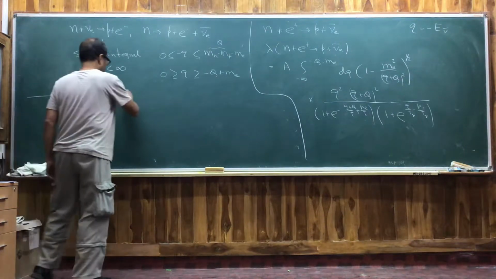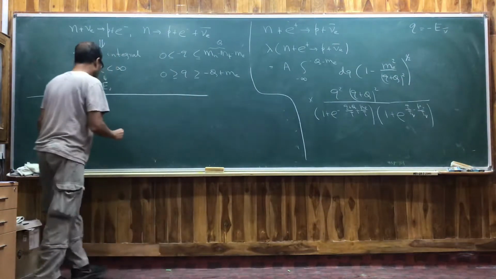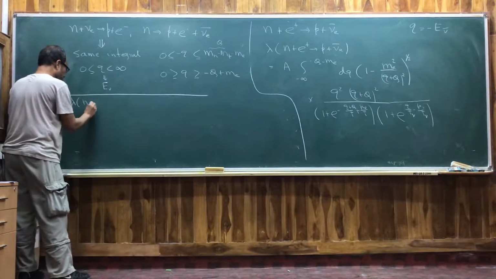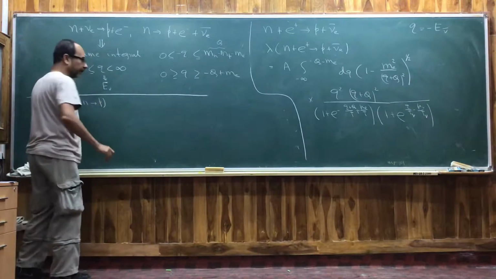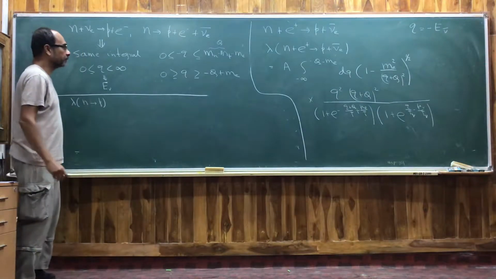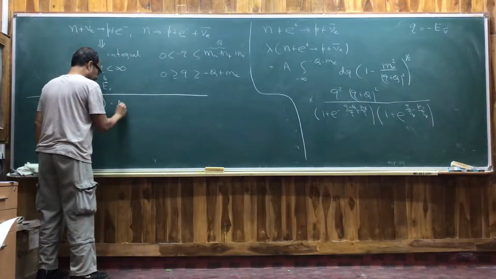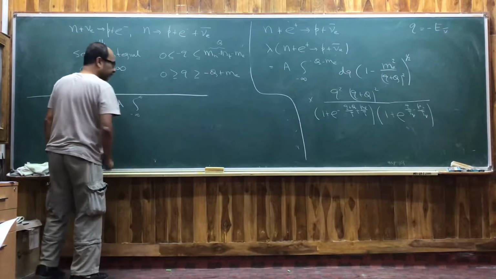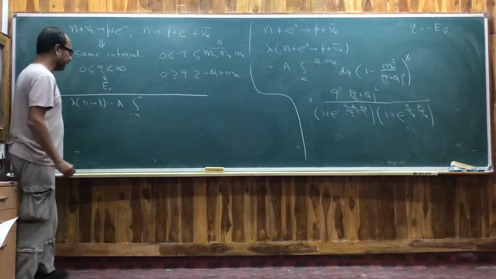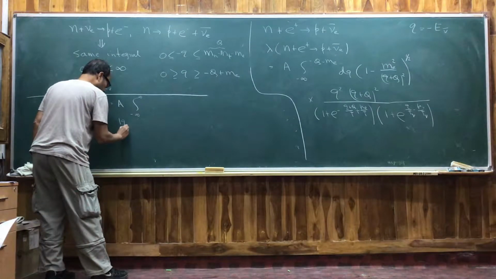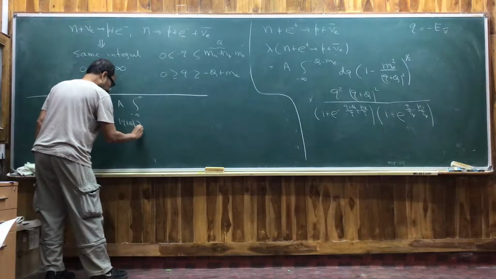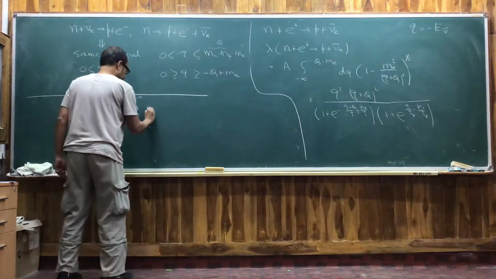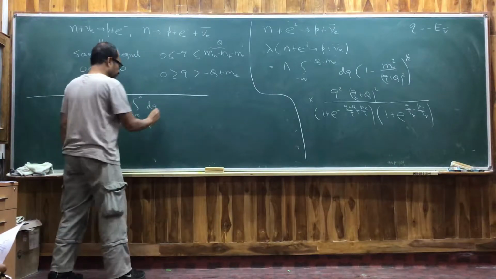Let me write this here. So lambda n plus n goes to p, the total rate of neutron getting converted to proton, is a times integral from minus infinity to infinity, with the understanding that mod q plus q should be larger than AB. Okay, so that this square root is the square root of a positive number.